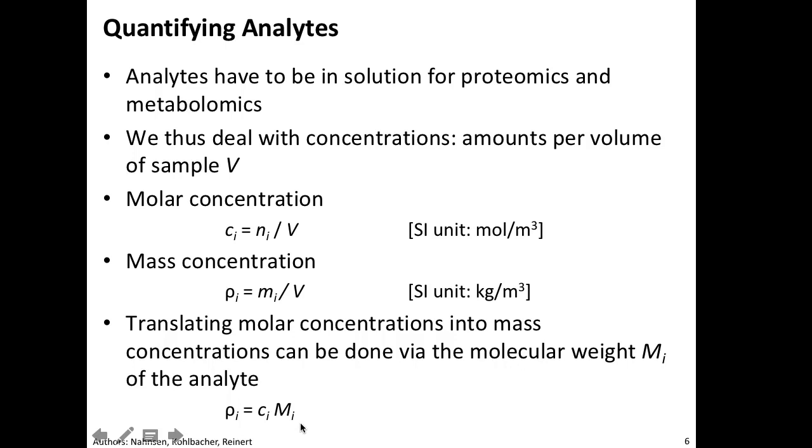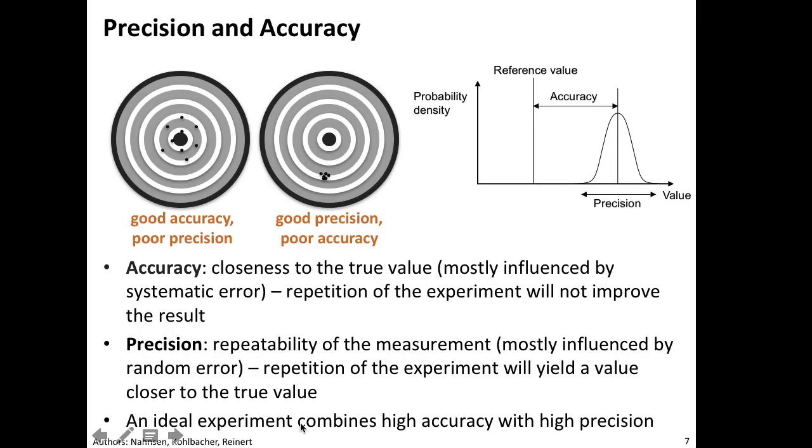When we determine this quantity, this concentration, then that is a measurement, and every measurement can be subject to different types of errors. And while in usual language we are not very precise at distinguishing precision and accuracy, in analytical chemistry they have very different meanings.